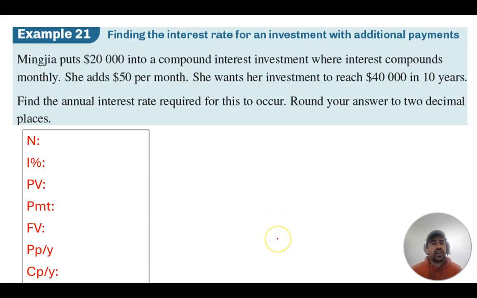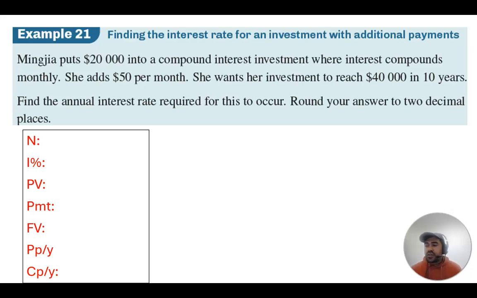For now, we're going to look into Mingjia. She puts in, I think I'm saying that correctly, $20,000 into a compound interest investment. And the interest compounds monthly. She adds $50 per month on top of that, and she wants her investment to reach a particular value, in this case $40,000, in a time frame of 10 years. We're going to find the annual interest rate required for this to be able to happen. And we're going to round this answer to 2 decimal places.